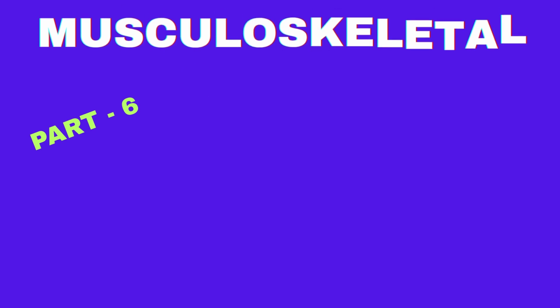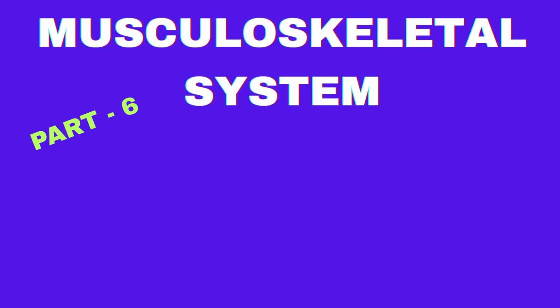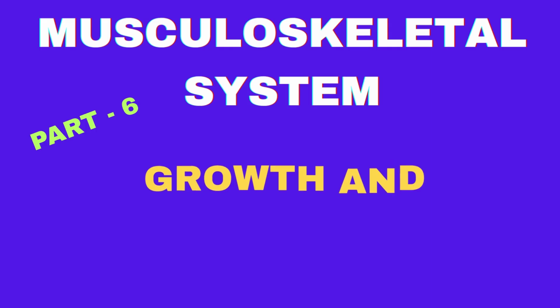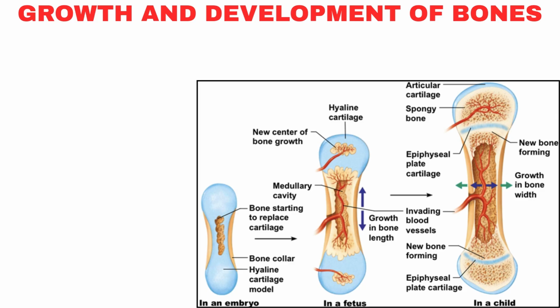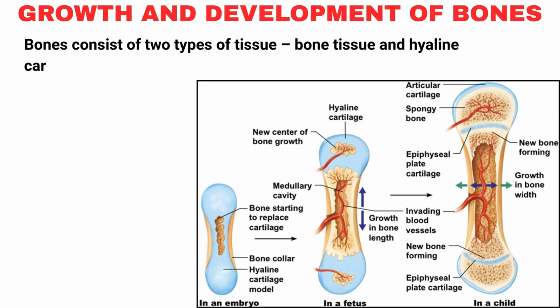This is the continuation of musculoskeletal system. In this video, we will cover growth and development of bones, how bones grow in length and how bones grow in diameter. Bones consist of two types of tissue, bone tissue and hyaline cartilage.